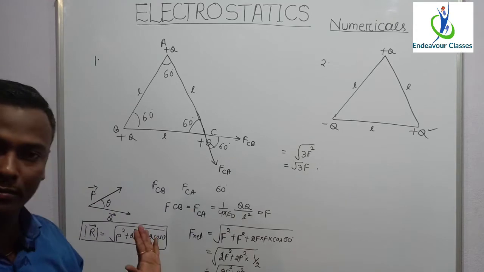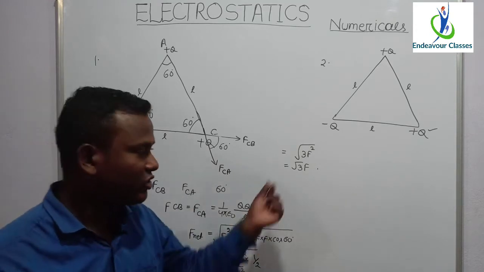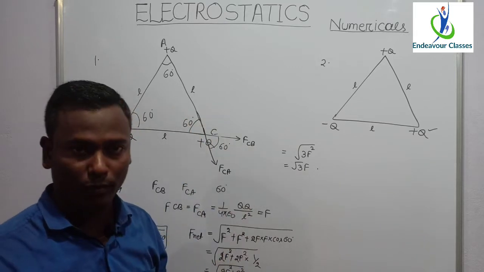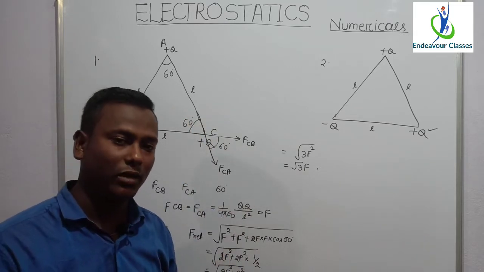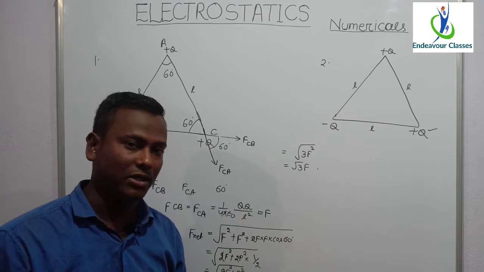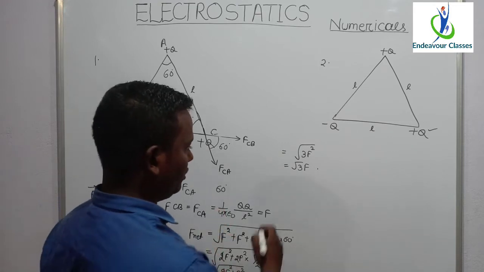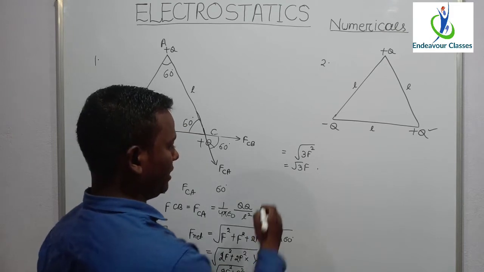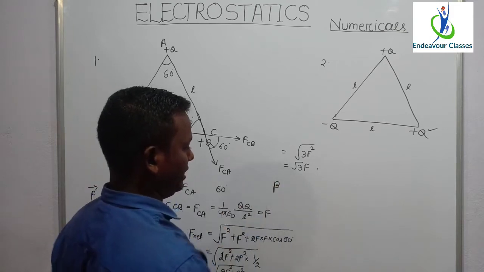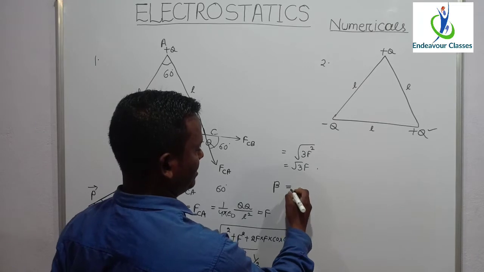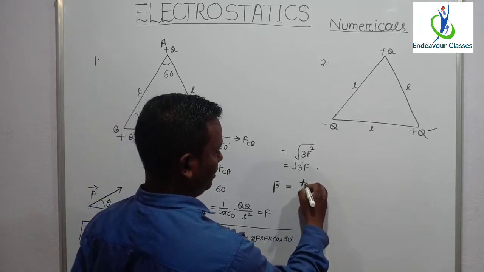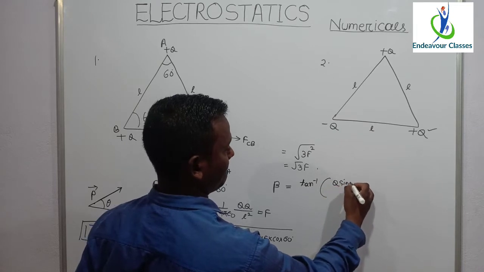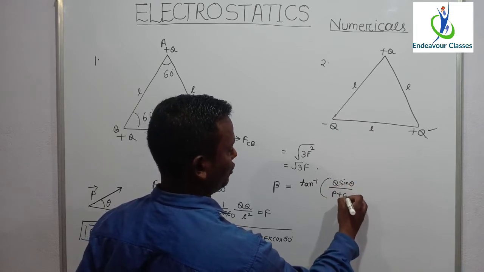as we found out. Now the direction of this force, that means in which direction this root 3F will go, that can be calculated by calculating the angle made by the resultant. So as we know, the direction in which the resultant will go can be calculated by finding out the angle beta, and that is given by beta is equal to tan inverse Q sin theta divided by P plus Q cos theta.